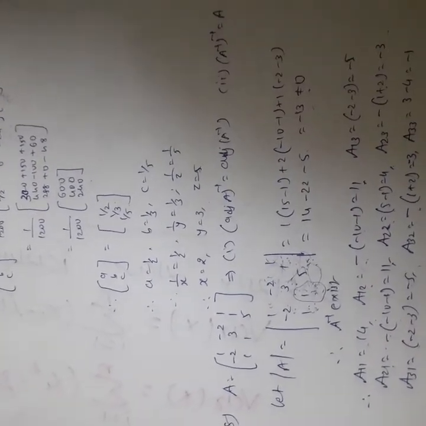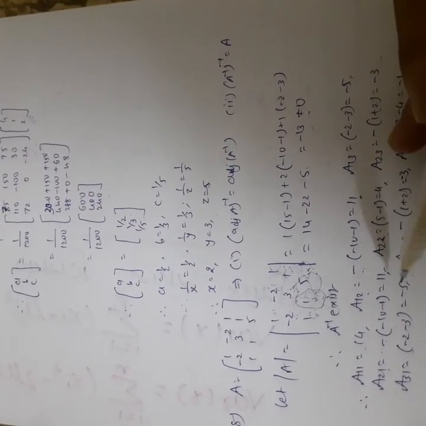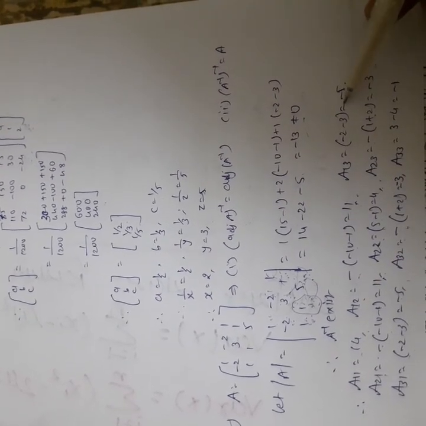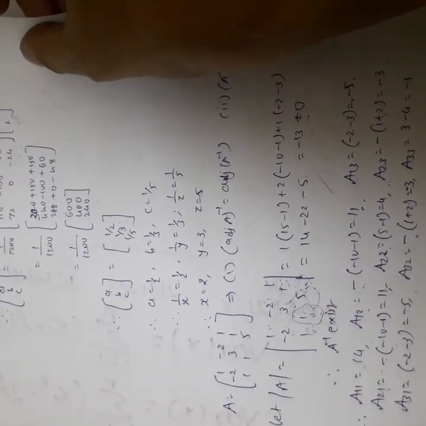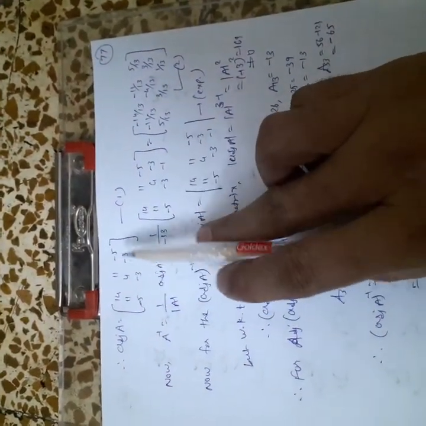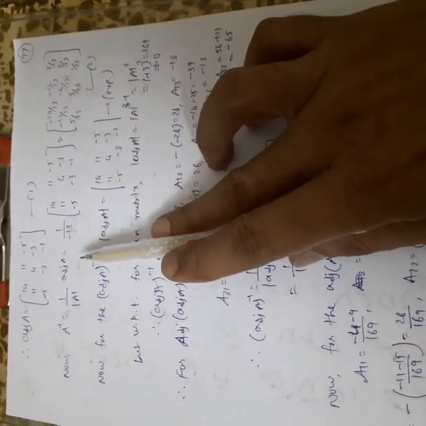So adjoint of matrix A: 14, 11 and -5 are the elements of the first column, then 11, 4 and -3 are the elements of the second column, and -5, -3 and -1 are the elements of the third column. So we get adjoint A equals 14, 11, -5; 11, 4, -3; and -5, -3, -1. So A inverse is 1 by determinant A into adjoint A.